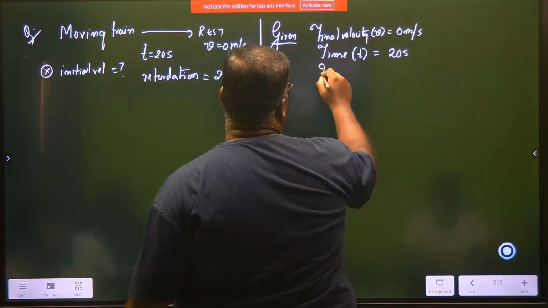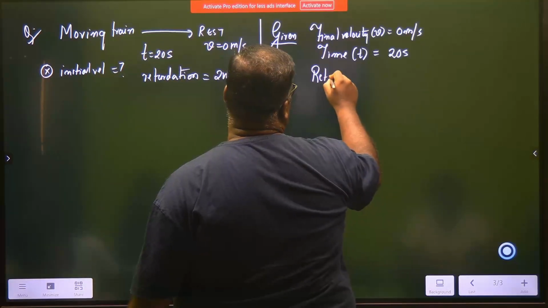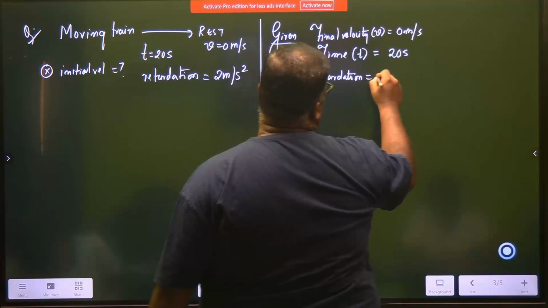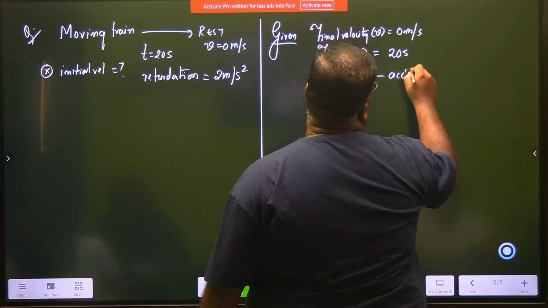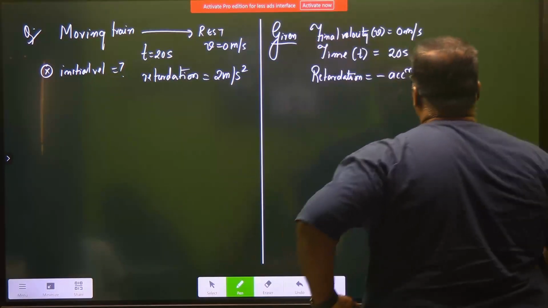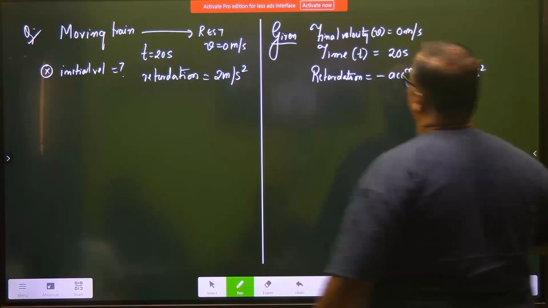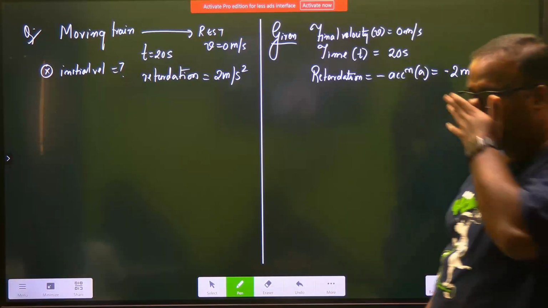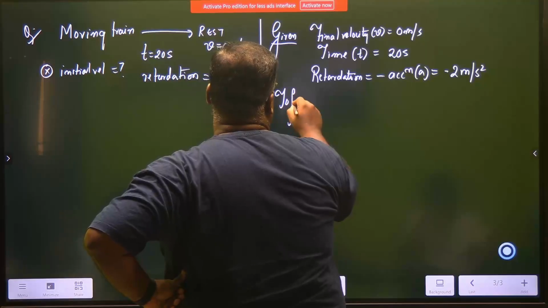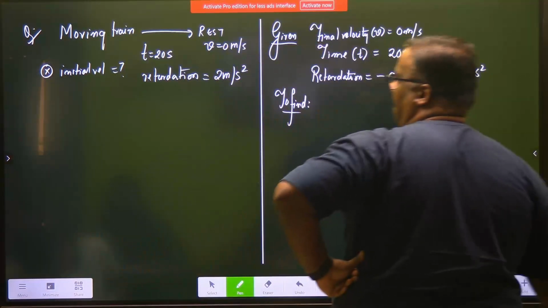Okay, initial velocity is to be found out. Retardation is equal to negative of acceleration a. So a's value we will take as negative 2 meters per second square. Any other data given? No more data, right? Now to find the initial velocity.